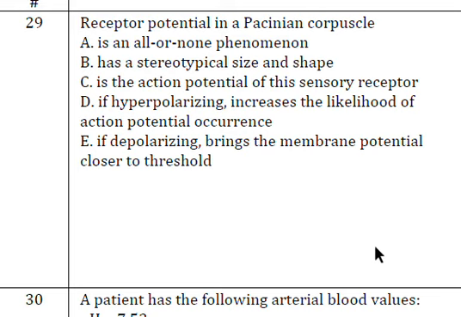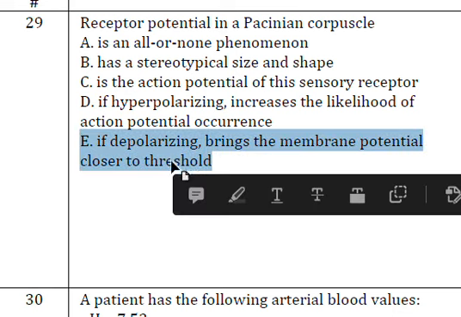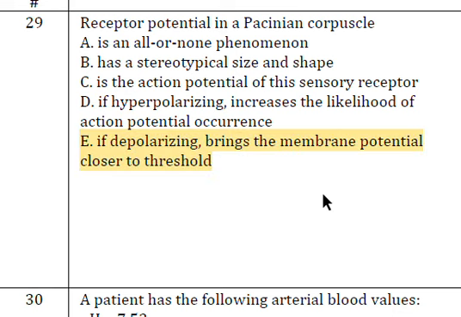And the 29th question. Receptor potential in a Pacinian corpuscle: A. Is an all-or-none phenomenon. B. Has a stereotypical size and shape. C. Is the action potential of this sensory receptor. D. If hyperpolarizing, increases the likelihood of action potential occurrence. E. If depolarizing, brings the membrane potential closer to threshold. And the answer is E. If depolarizing, brings the membrane potential closer to threshold.